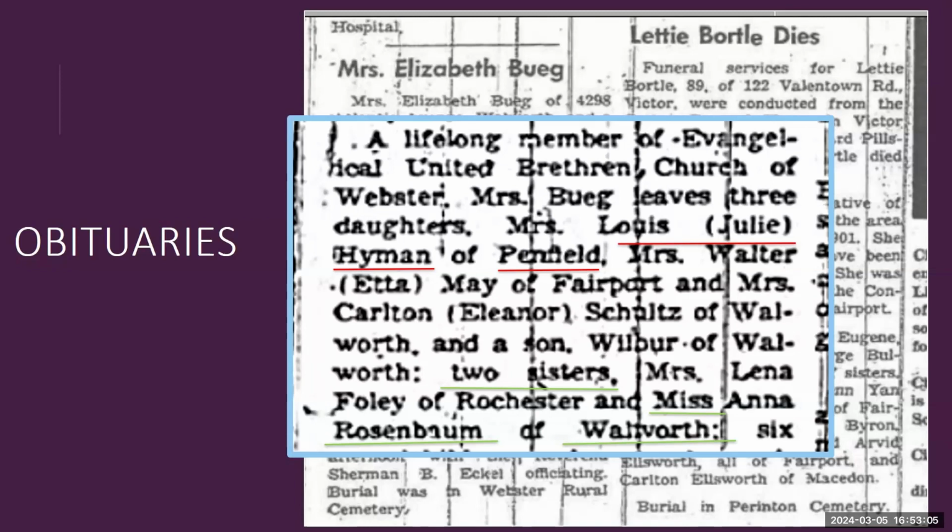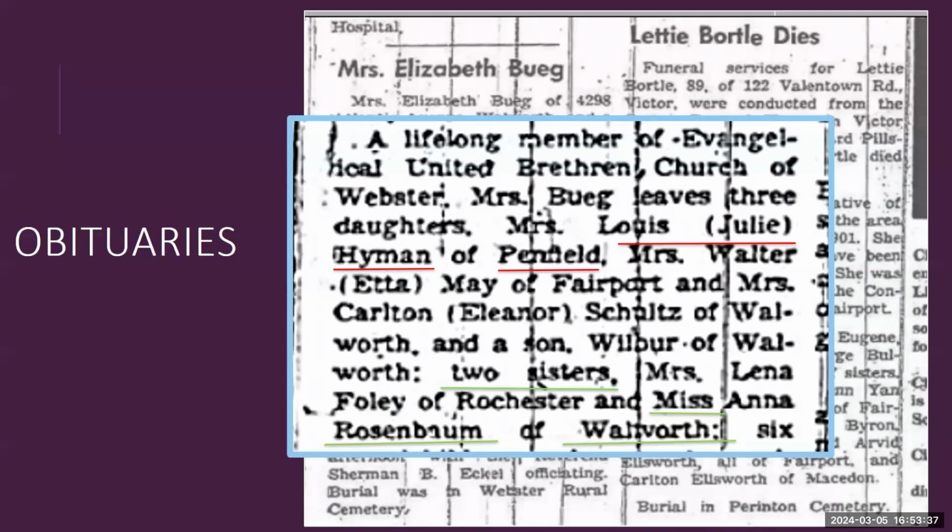Next, let's dissect the obituary so that we can learn more about the family members that are named in the obituary. It states that she has 3 daughters, and it names their husbands. For example, it names Mrs. Lewis, with Julie in parentheses, Hyman. It also lists where each of the daughters lived. Julie lived in Penfield. If her daughters were the research subject, we've just linked them to their married realm.